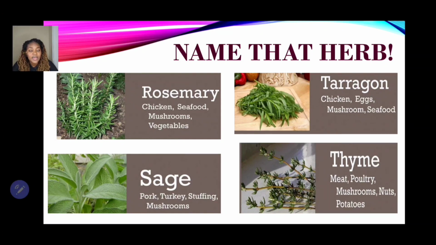There is tarragon that is used in chicken, eggs, mushroom, and seafood, and also thyme, good, which is used for meat, poultry, mushrooms, nuts, potatoes, and you name it, right? Now, these are just some types of herbs and the dishes that they are popularly used in, or they're most famous for using in. And I know that you may be able to name a few of your own as well. So ensure that we know what herbs are, the different types, and what dishes we can use them in.